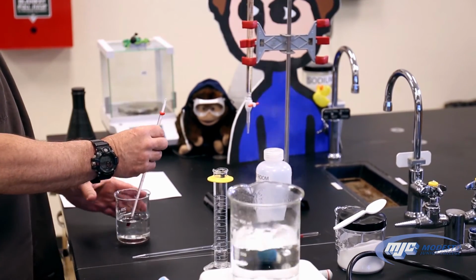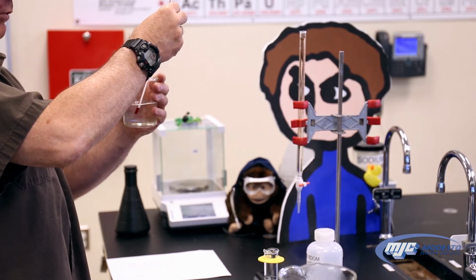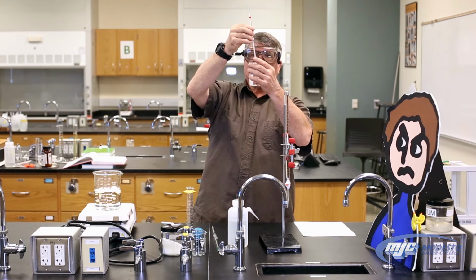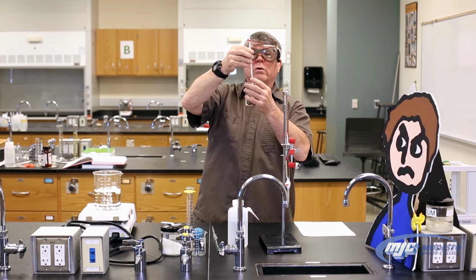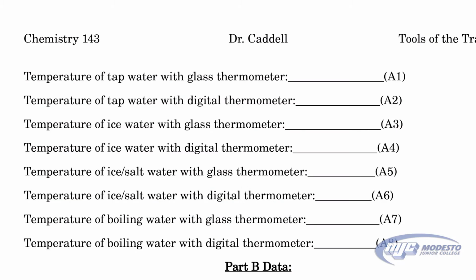Now a couple things about using the glass thermometer. If you can, try to avoid touching the bottom or the sides with the red tip. Submerge it about halfway, give it a chance to equilibrate, and then read that temperature. Remember, one place past the decimal. That would be your A1.